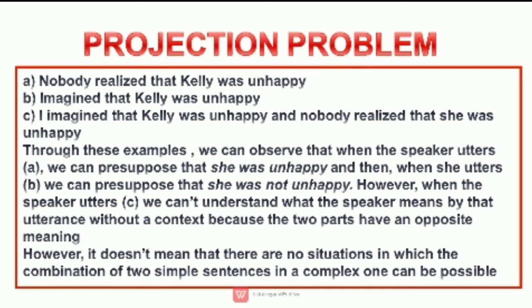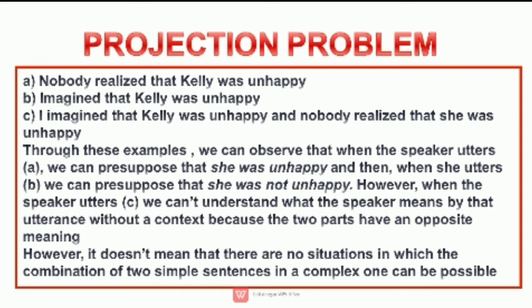Another example that has a bit of a projection problem: A, nobody realized that Kelly was unhappy. B, I imagined that Kelly was unhappy. See, I imagined that Kelly was unhappy, and nobody realized that she was unhappy. Through these sentences, we can observe that when the speaker utters A, we can presuppose that she was unhappy, and when she utters B, we can presuppose that she was not unhappy, which means she was happy.